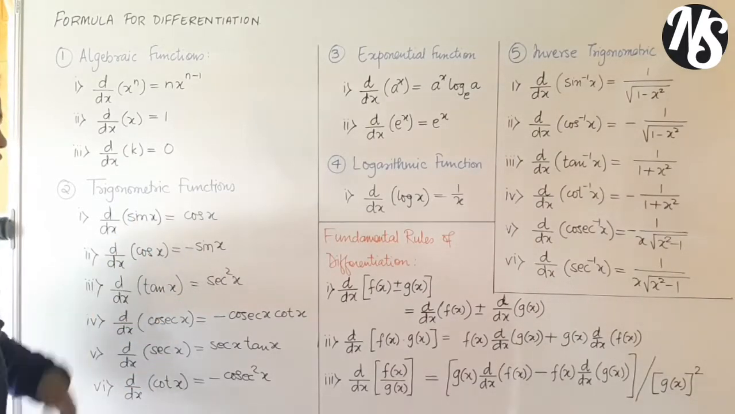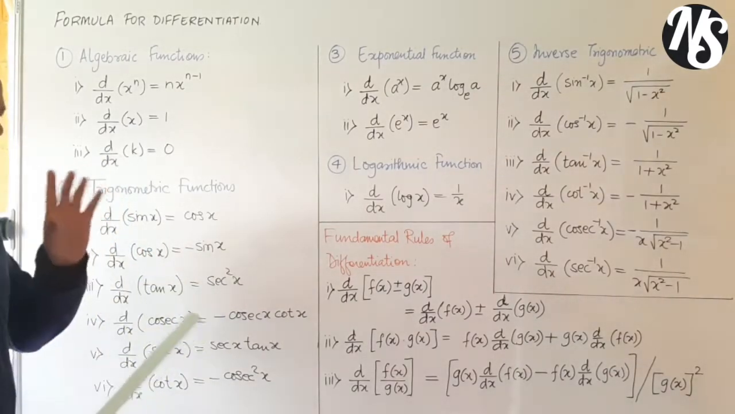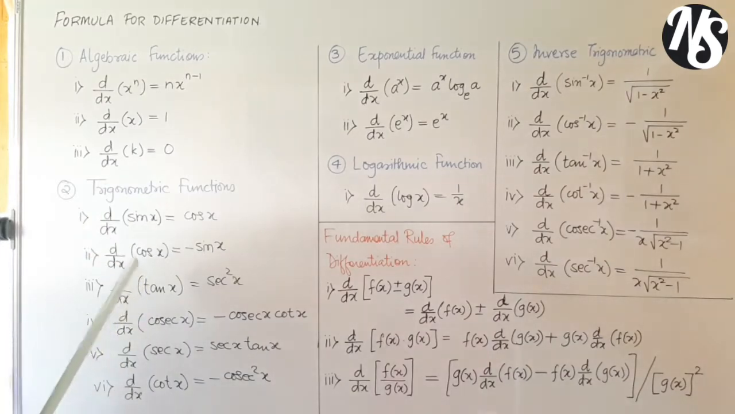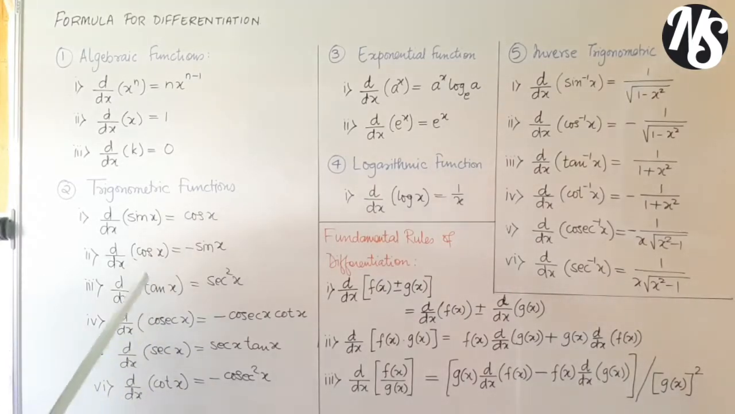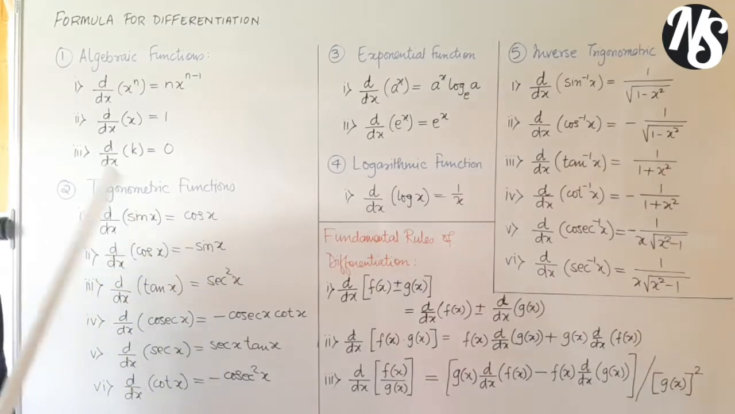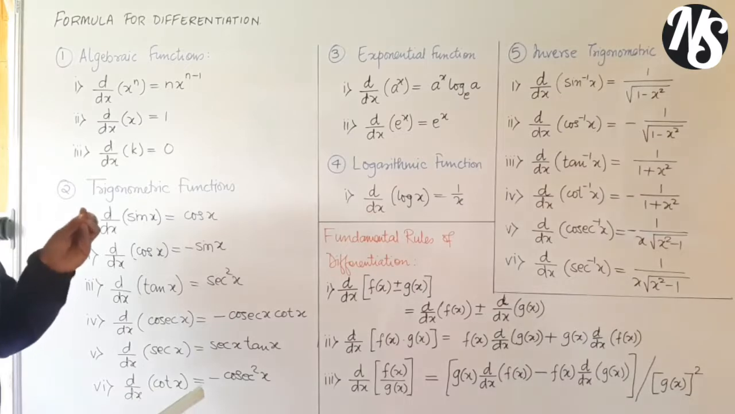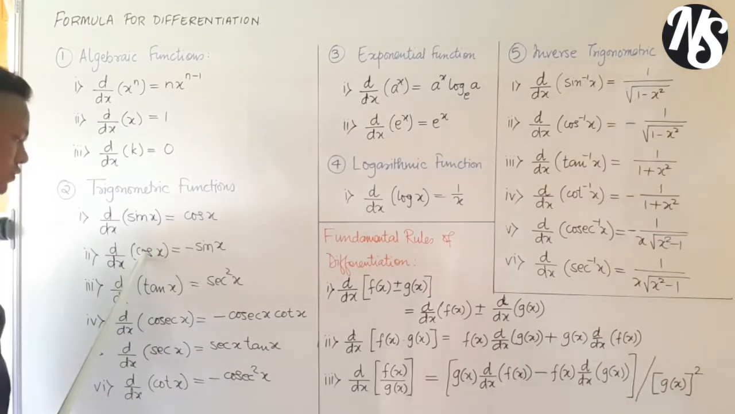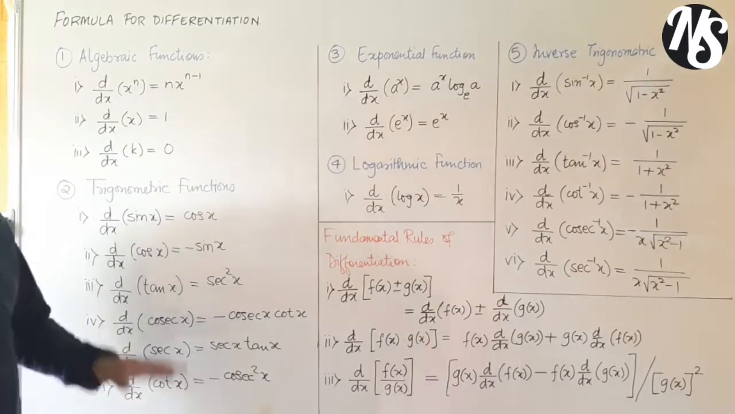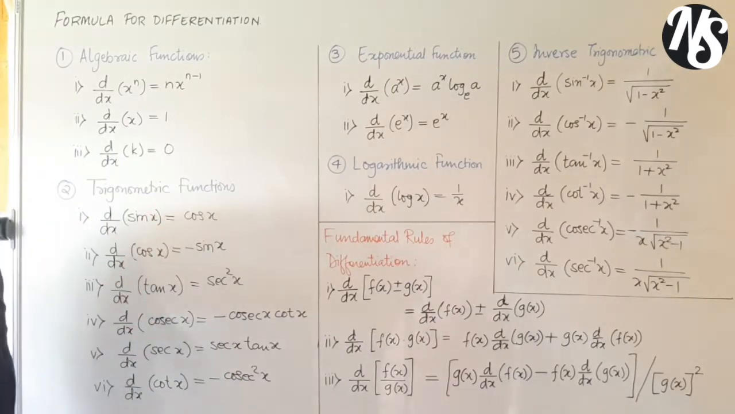One small thing I want to say here. Cos starts with c, isn't it? Cosec also starts with c. Cot also starts with c. And you see, for them the derivative is all negative. So this is one small tip for you to remember these formulas: if it starts with c, then your answer should be negative. That you should keep in mind.